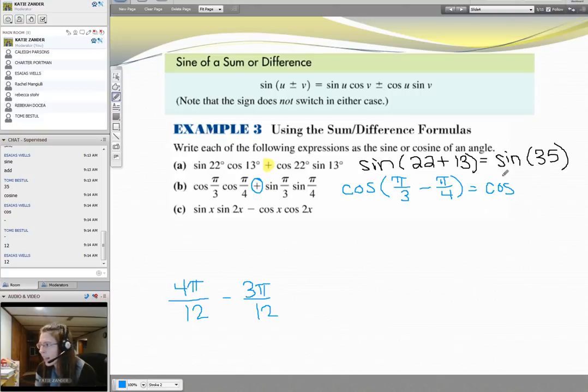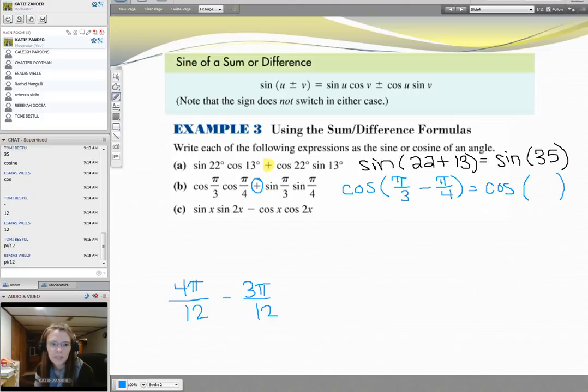So when I subtract those, what am I finally going to get? Cosine of what? Over 12. Yep.